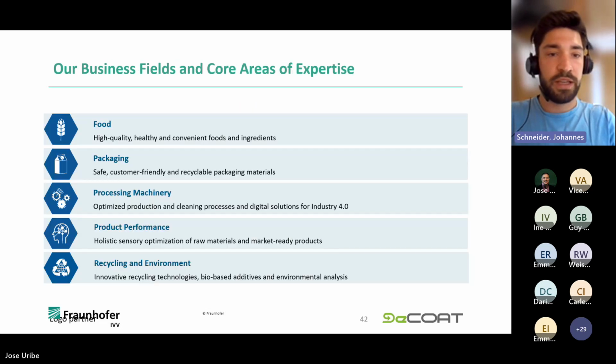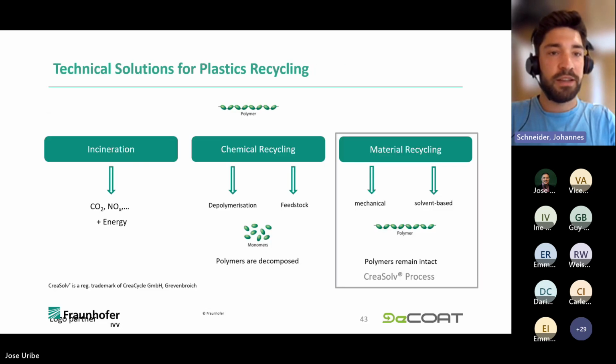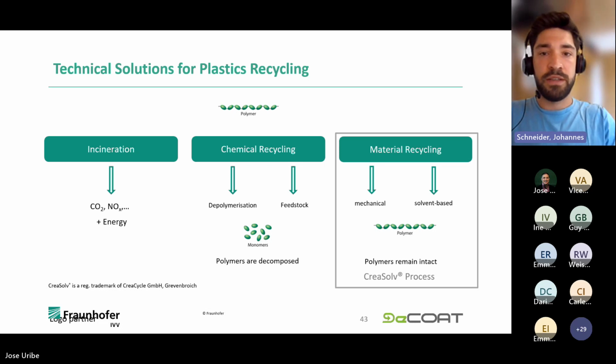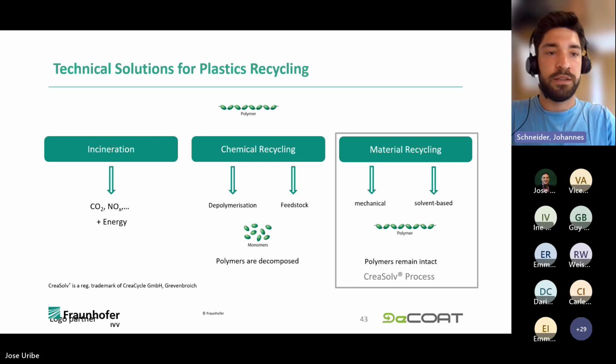This leads us to the recycling. It's at the next slide. In general, there are 3 different types of technical solutions for plastics recycling. The first one is sometimes referred to as energetic recycling, but basically it's just incineration. So the plastic waste is burned. Typical combustion gases like carbon dioxide or nitrogen oxides are produced, and the energy of the combustion process can be used.